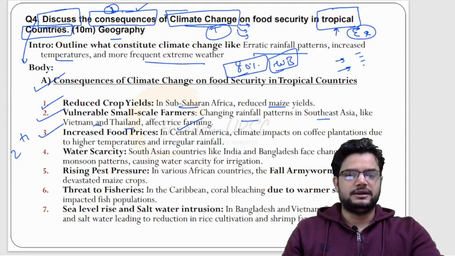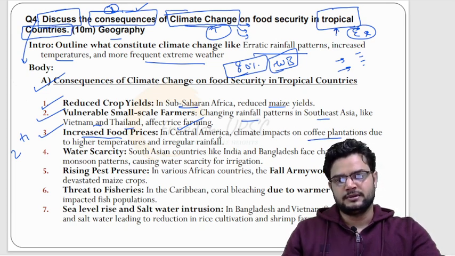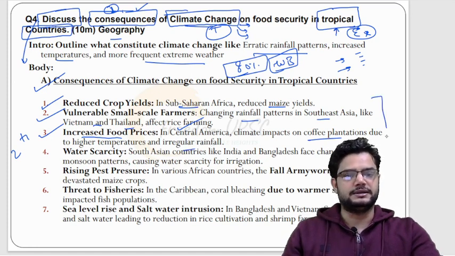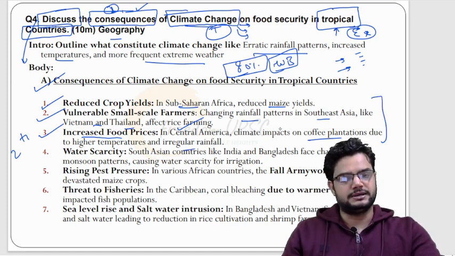Then it increases food prices. You can give an example of Central America, like how due to the climate impact, coffee plantations have reduced due to high temperature and irregular rainfall. All these are tropical countries, so examples are from tropical countries only.